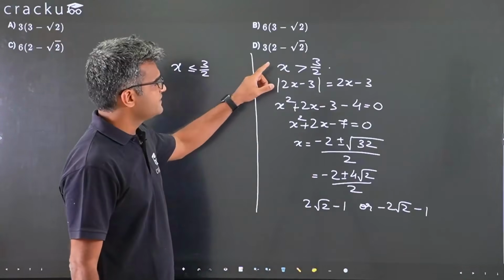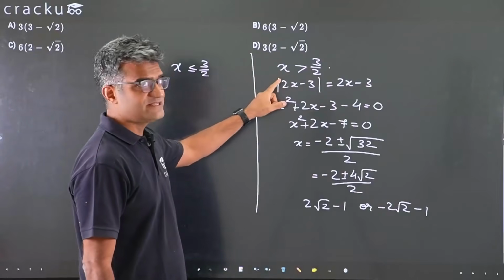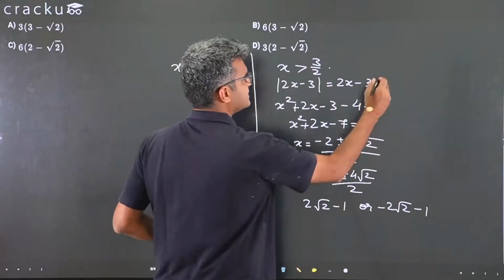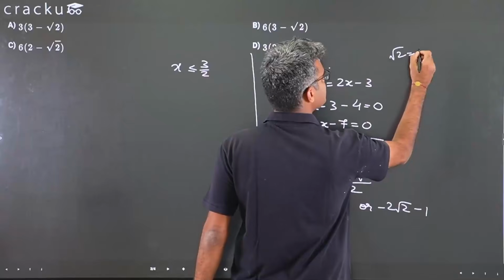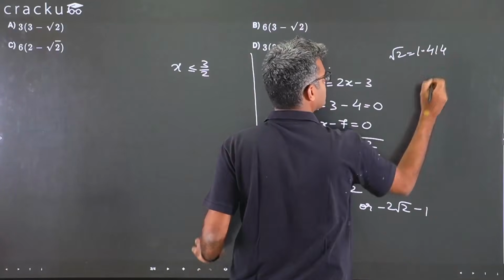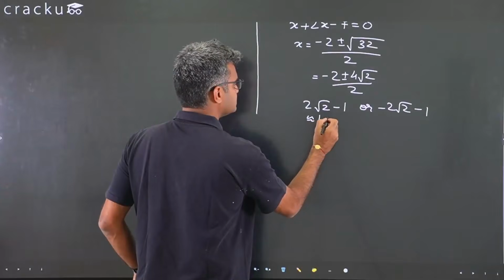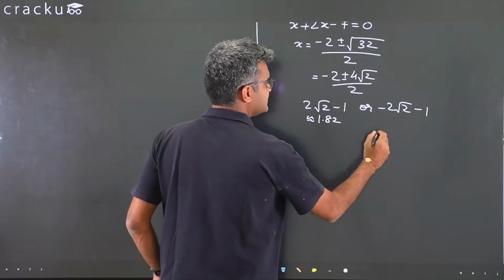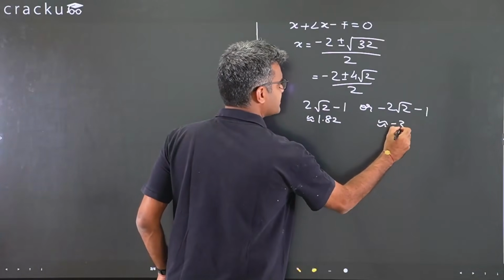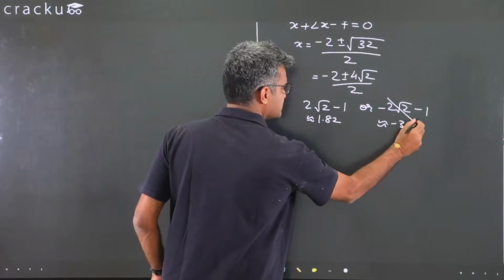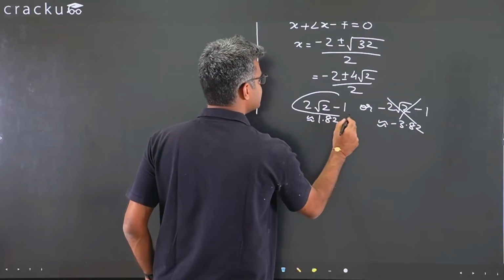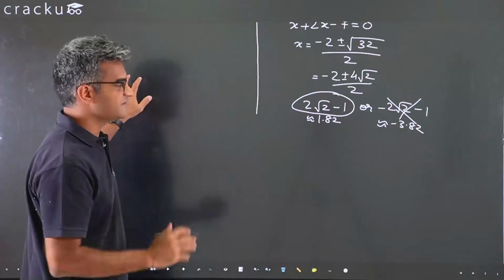Here we are looking only for the values of x which is greater than 3 by 2. If square root of 2 is equal to 1.414, this will be approximately equal to 1.8, maybe 1.82. And this will be negative, this will be I think approximately minus 3.82. So this is not valid, only this is a solution in this particular interval.